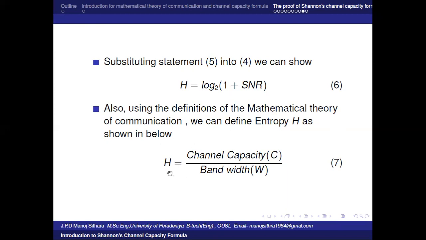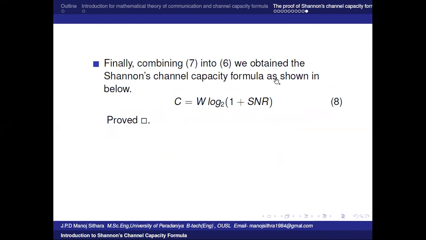Also, the amount of entropy is nothing but the ratio of channel capacity to bandwidth. Now H can be substituted into statement number 6, and we are able to derive the channel capacity formula in statement number 8.